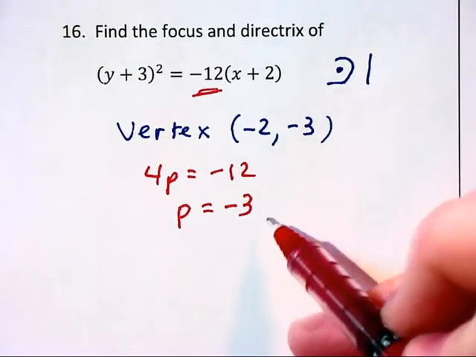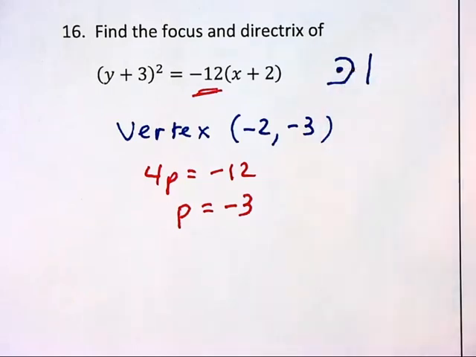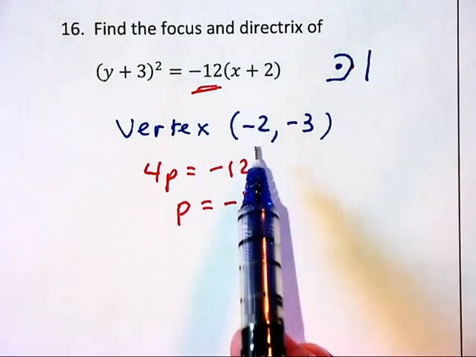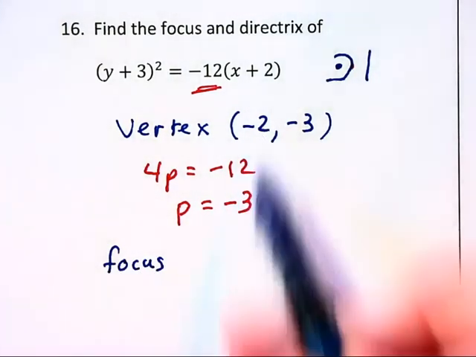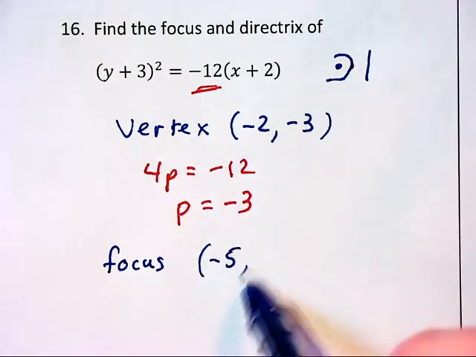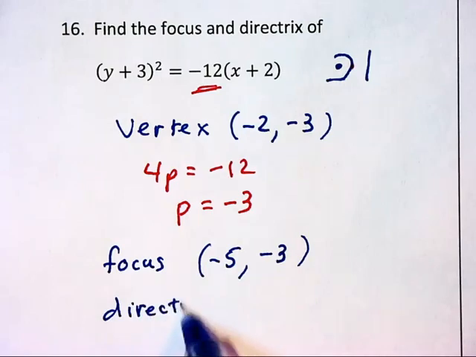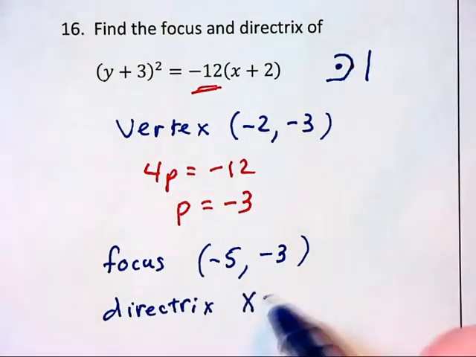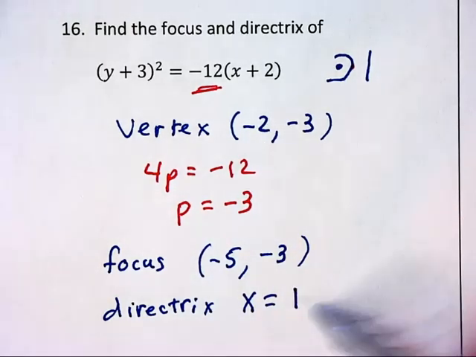Now p represents the distance from the vertex to the focus on the left and the directrix on the right. So we are going to move 3 units to the left to find the focus. And so negative 2 take away 3 will be negative 5, comma, negative 3. And the directrix will be a vertical line, therefore it will be of the form x equals, and we'll be adding 3 to the negative 2, so that'll be 3 to the right, x equals 1.